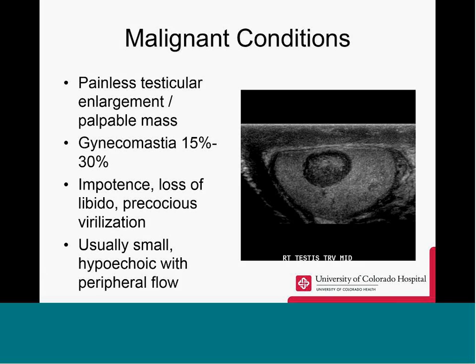Leydig cells account for a majority of the stromal tumors, about 1 to 3%. About 10 to 15% of those are malignant, and these can undergo hemorrhage and necrosis, causing them to become heterogeneous.